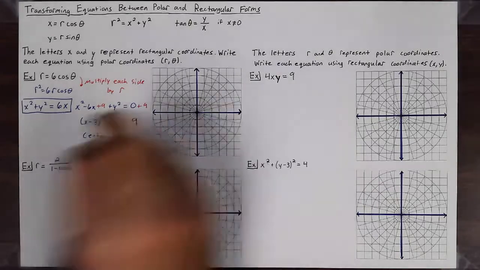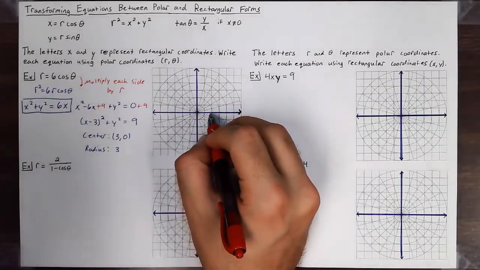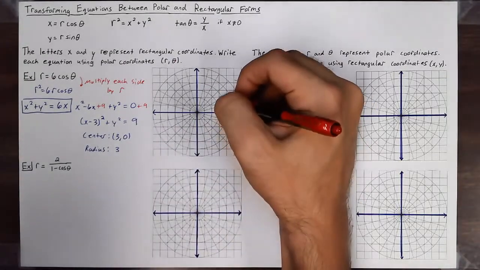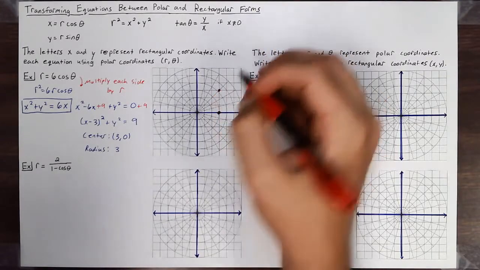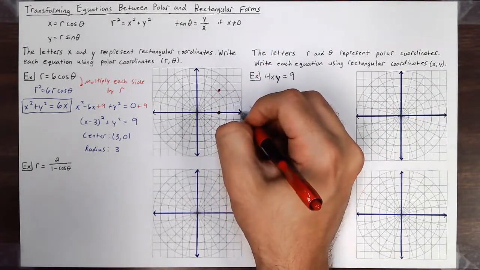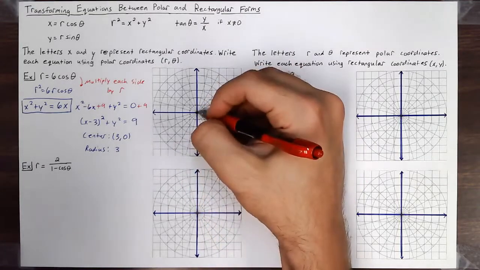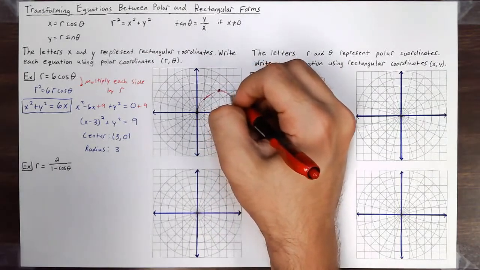So if I were to put the center at 3, 0, so 1, 2, 3, and do a radius of 3, so 3 in each direction, so 1, 2, 3, 1, 2, 3, all the way off to the edge, we can draw a circle, which is what that graph would represent.